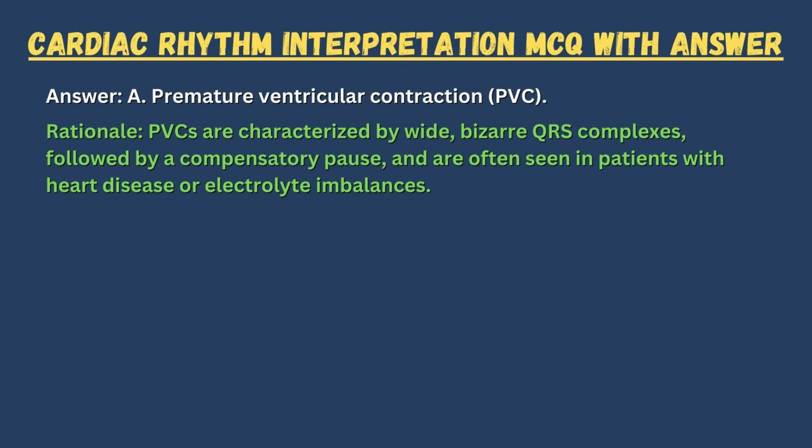Answer: A. Premature ventricular contraction, PVC. Rationale: PVCs are characterized by wide, bizarre QRS complexes, followed by a compensatory pause, and are often seen in patients with heart disease or electrolyte imbalances.